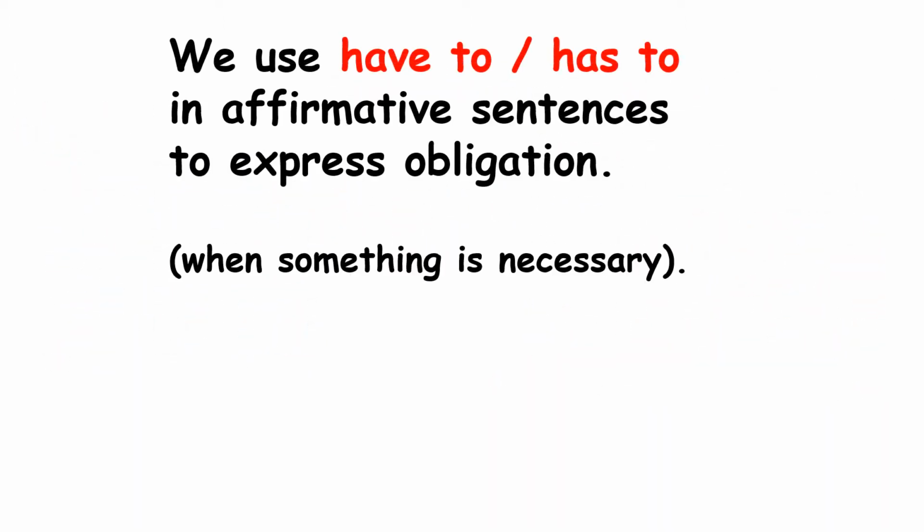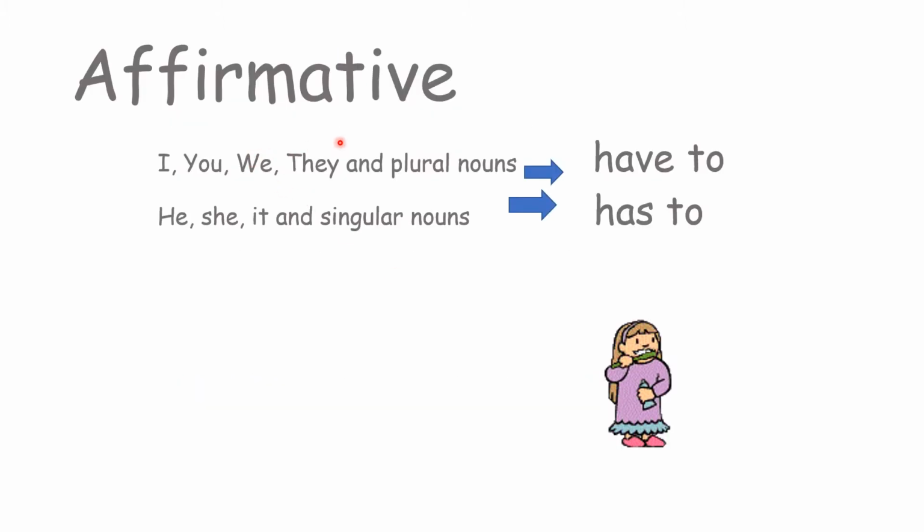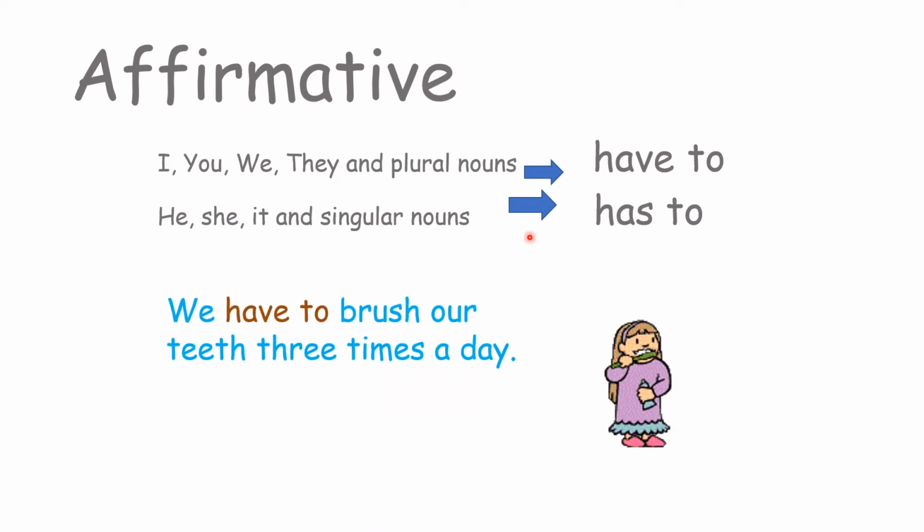We use have to and has to in affirmative sentences to express obligation when something is necessary. Like in the example, I have to study every day. In the affirmative sentences, we form the sentence using one of the subjects, then have to, and if the subject is one of these, we use has to. Remember, I, you, we, they, and the plural noun with have to, he, she, it, and the singular nouns with has to. Just like the examples.